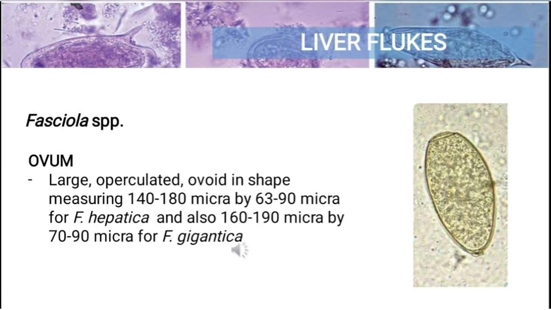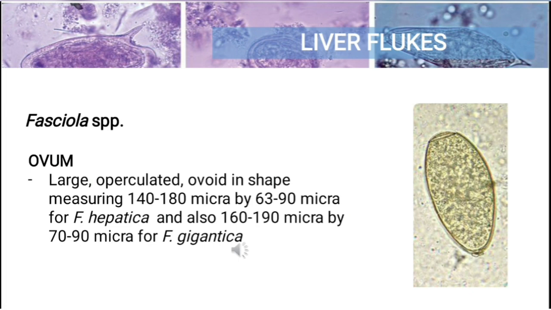Okay, so now let's proceed to our Fasciola species egg. Fasciola hepatica and Fasciola gigantica eggs are effectively morphologically indistinguishable and can also be difficult to distinguish from, or can be confused with, eggs of Fasciolopsis buski and eggs of some Echinostoma species.